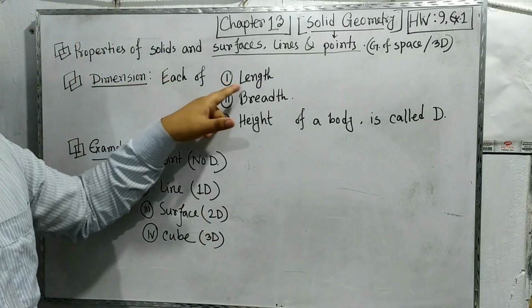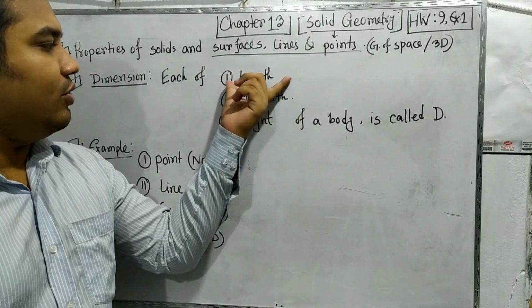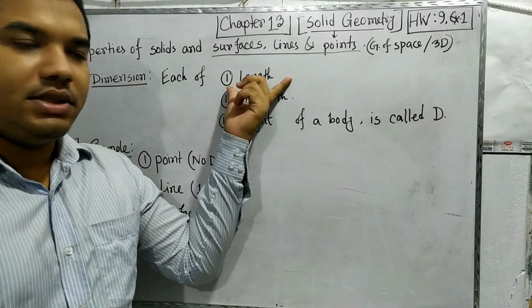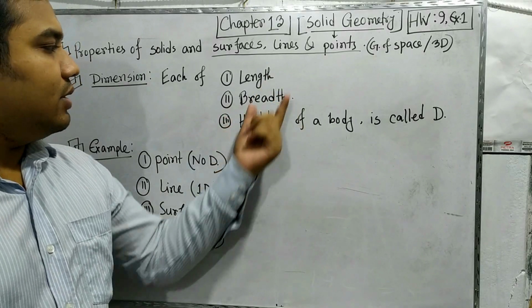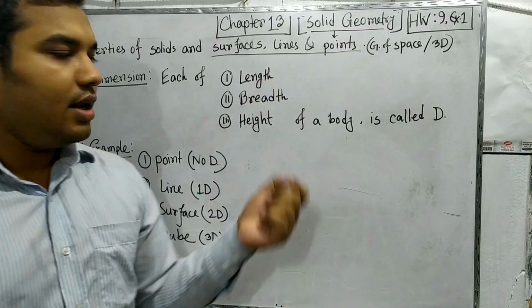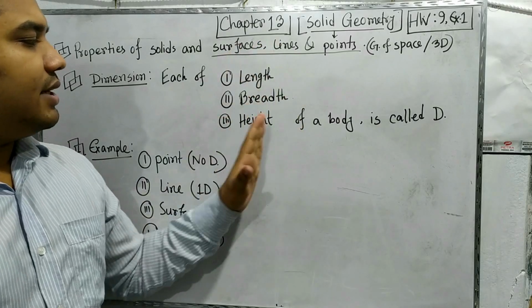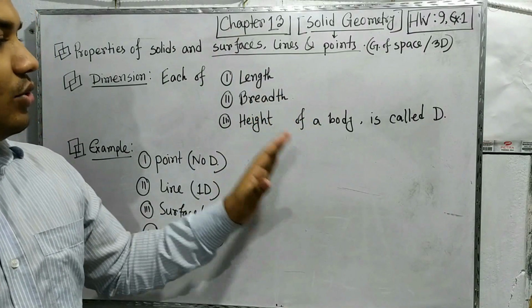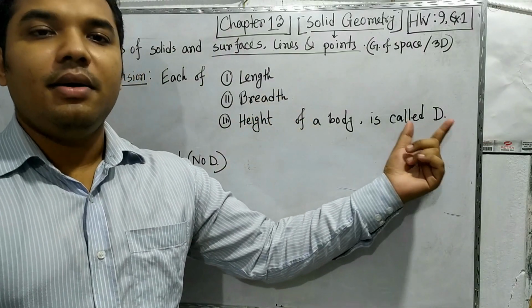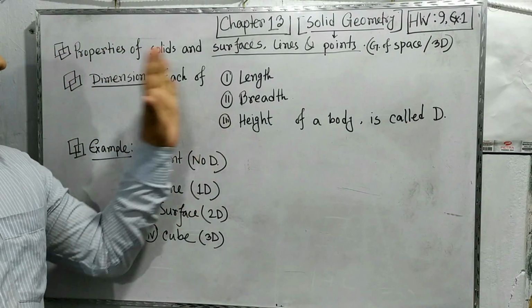If there is only length, with no breadth and height, then it will be 1D, or one dimension. If there is length and breadth but not height, you can say it is two-dimensional. And if length, height and breadth are all present, then we can say that body is a three-dimensional body. Now, here are some examples to understand dimensions.